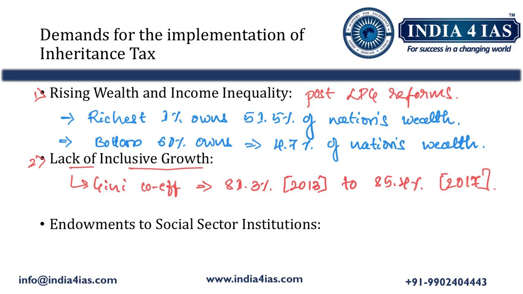Then the third reason for the demand for implementation of inheritance tax is to fund the social sector institutions. For example, in India, the hospitals, the universities and other institutions require funds for functioning. The funds collected from inheritance tax can be used to fund these hospitals, universities, and other institutions which are more efficient in providing social justice to the vast majority of the population. For example, in the USA, Harvard University receives funds from estates and is exempted from inheritance tax.